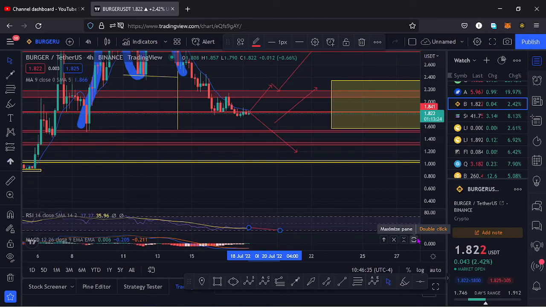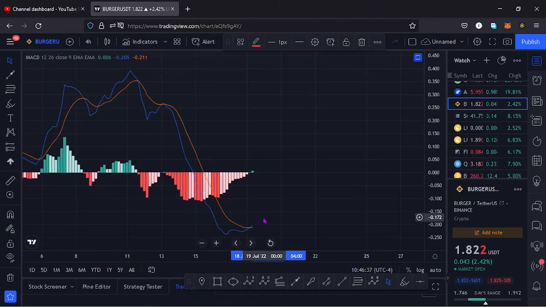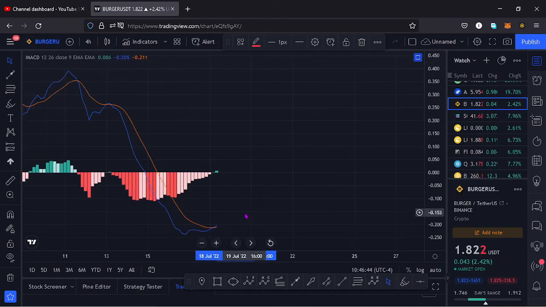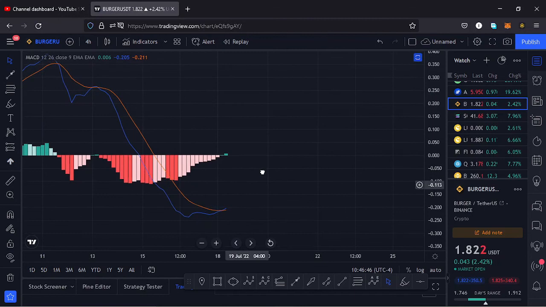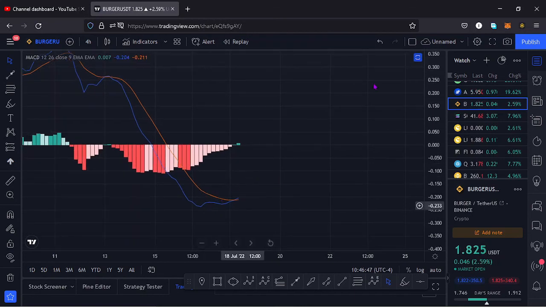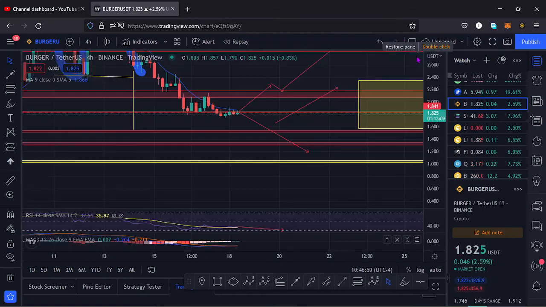Also, if I take a look at the MACD, on the MACD we are seeing an increase in volume. We have also printed a bullish cross, and that would mean soon we might find that reversal to the upper side and continue unlocking even higher prices.